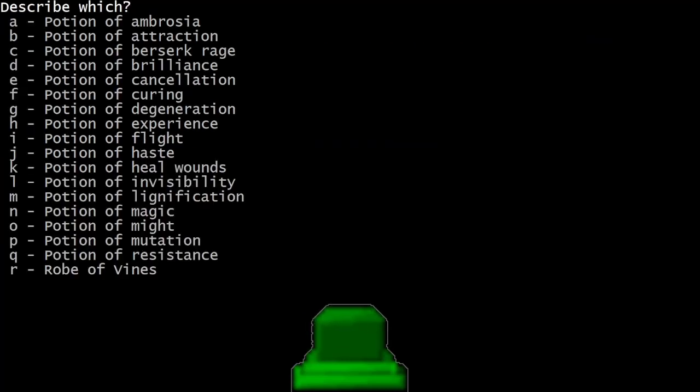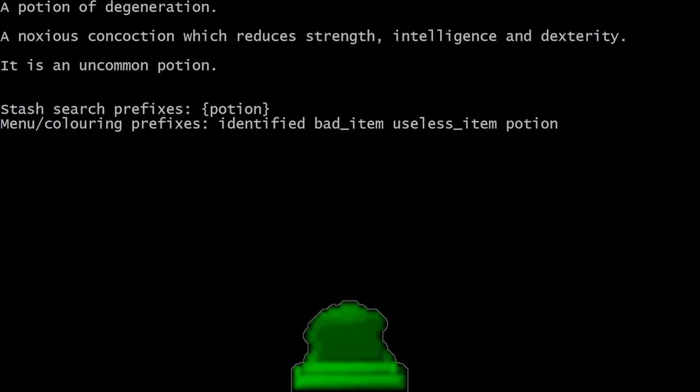Next on our list we have Djinn. Djinn is not a consumable. Djinn is a reason not to drink potions blindly. A noxious concoction which reduces strength, intelligence, and dexterity. It is an uncommon potion.